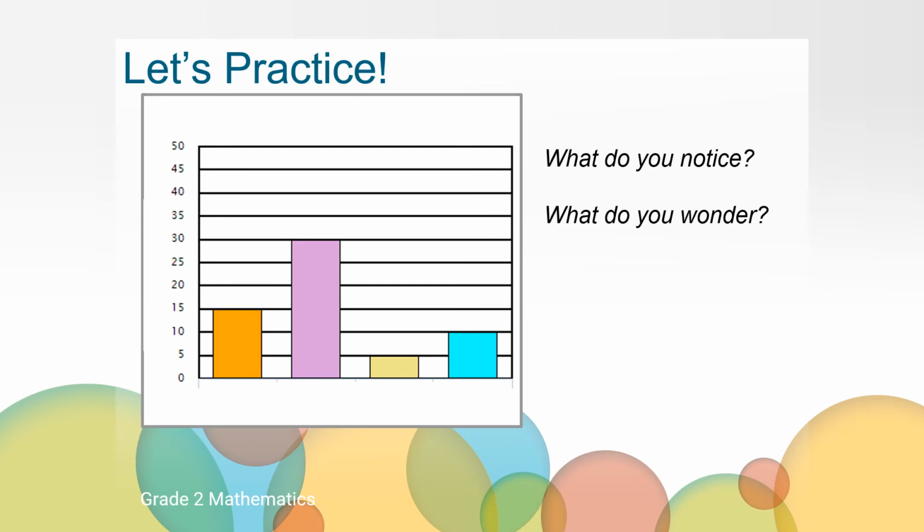Let's talk about the bars. Did you notice they're different colors? Maybe you wondered if the different colors mean something special. Maybe you noticed that some of the bars are taller and some are shorter. Did you notice the numbers on the left of the graph? Maybe you noticed they are in a pattern. The numbers count by fives so that we can fit more data and count higher in a smaller space.